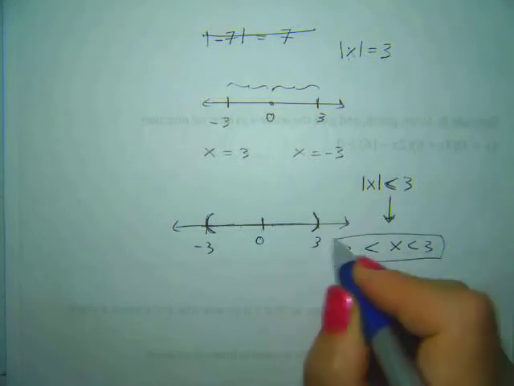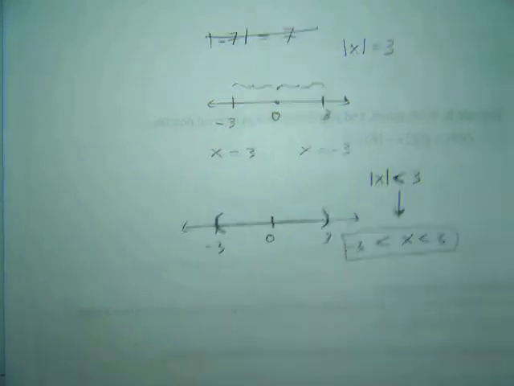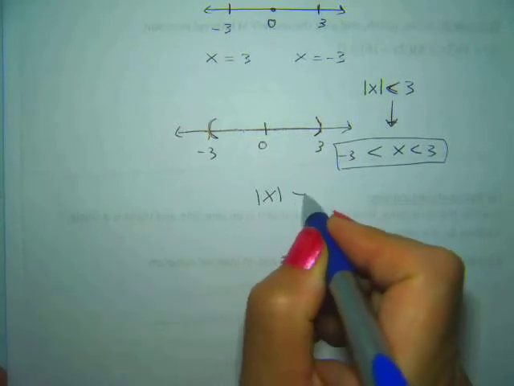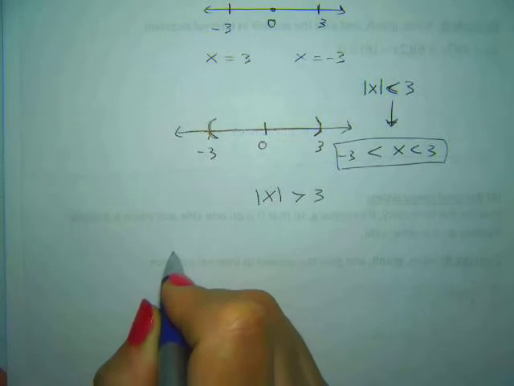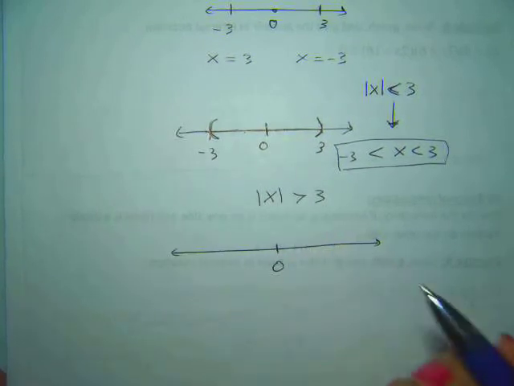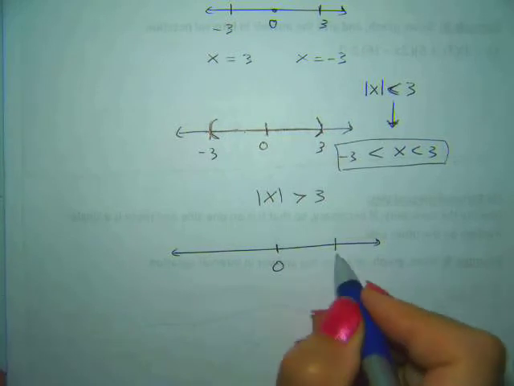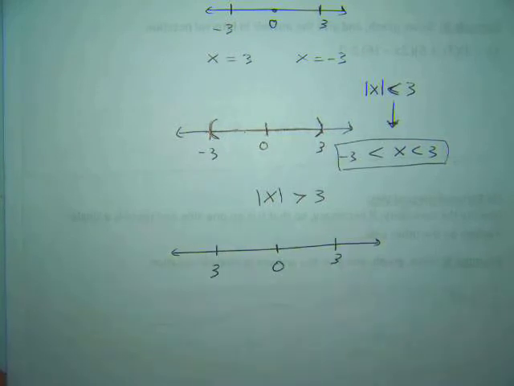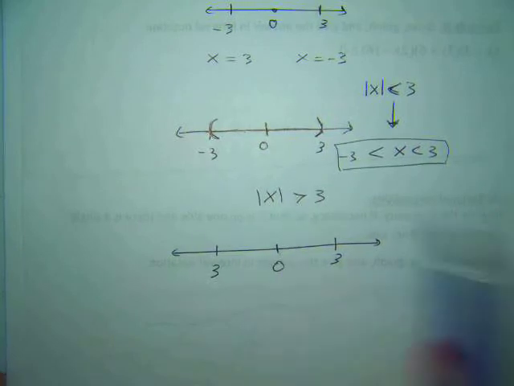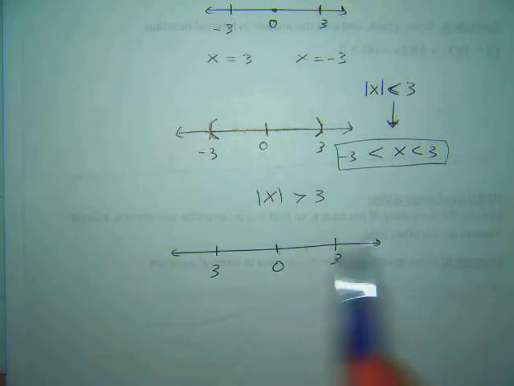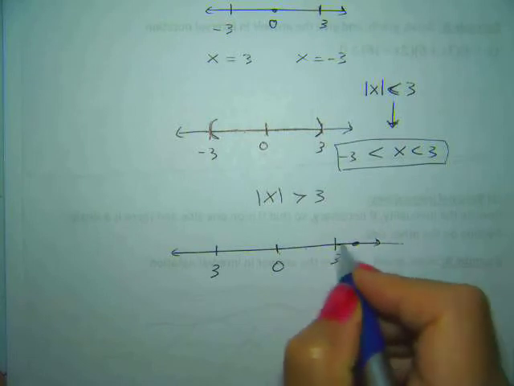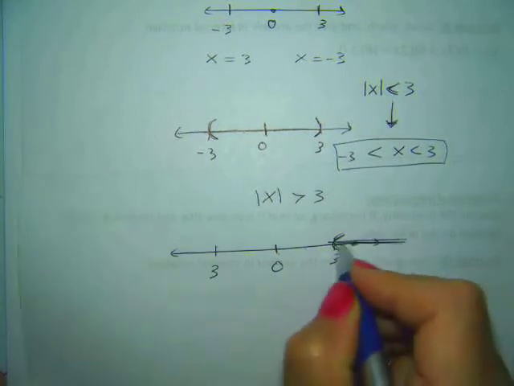x is greater than -3 and less than 3, right? Let's look at the greater than, so we can talk about the two situations at one time. So now what do we mean by absolute value of x is greater than 3? So now from the 0, I'm saying that the distance from 0 is more than 3 units. So x cannot be here or here. It has to be more than 3 units. So anywhere from here to here.